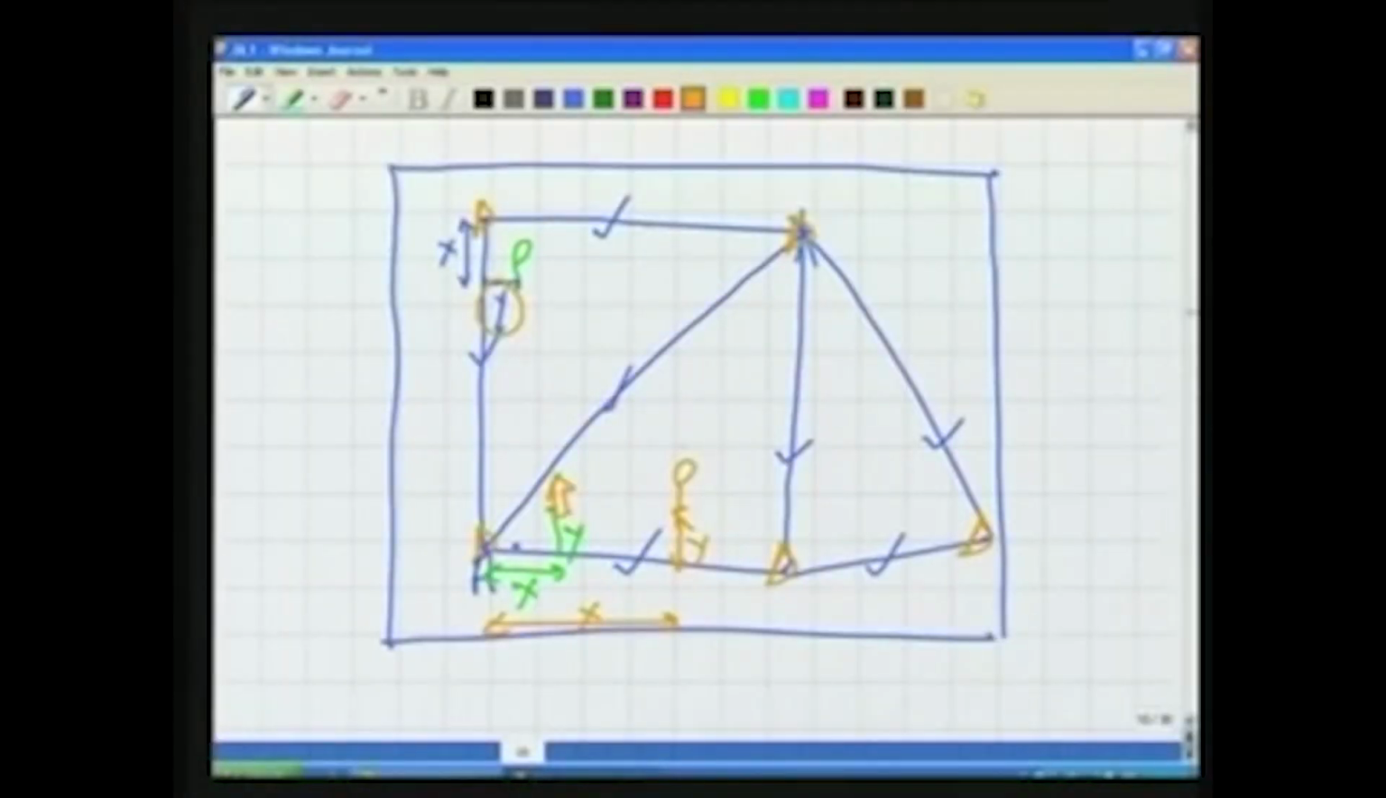We may be slightly wrong in measuring this, so it is not going to affect the entire rest of the map. So, our errors are not going to accumulate, they are not going to add up.